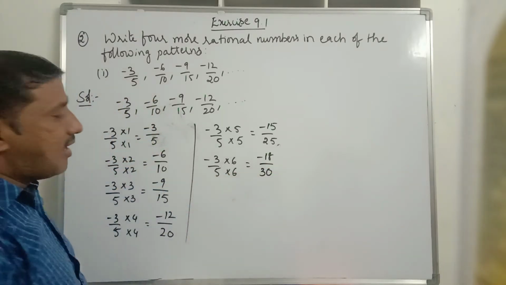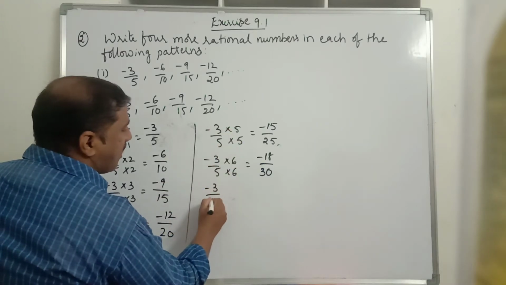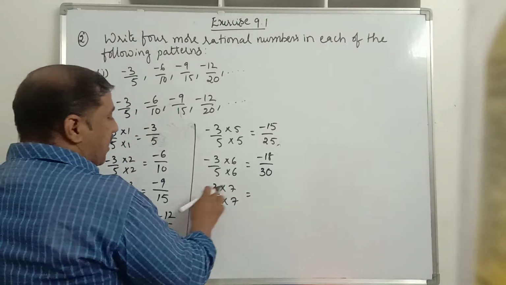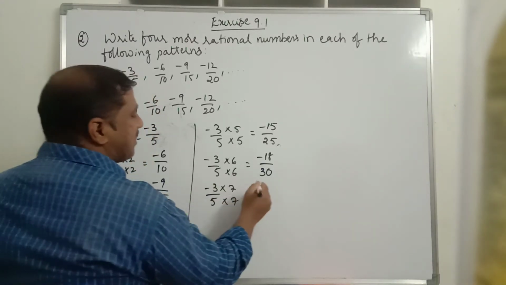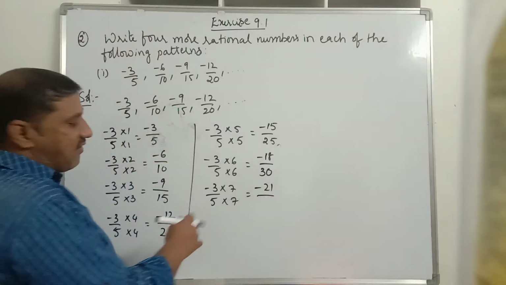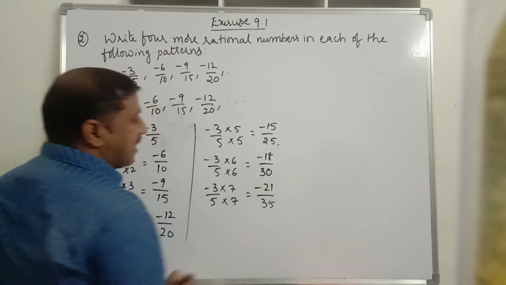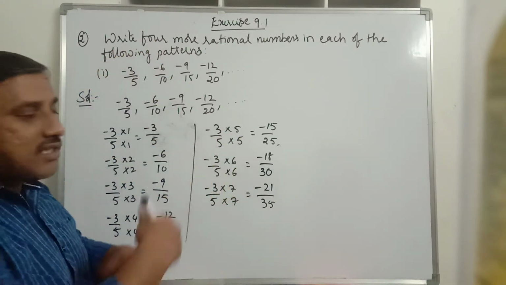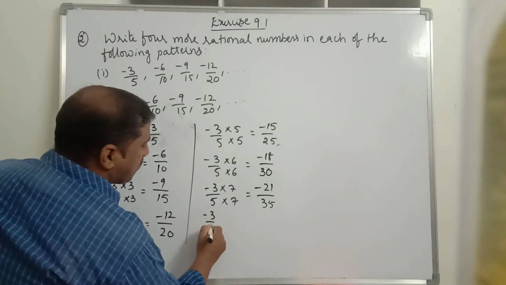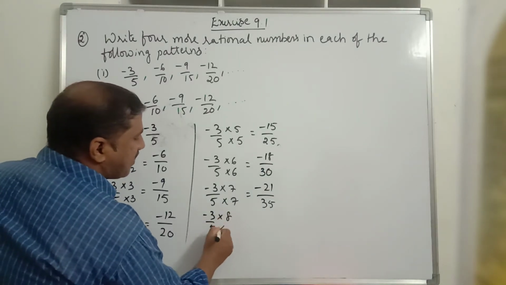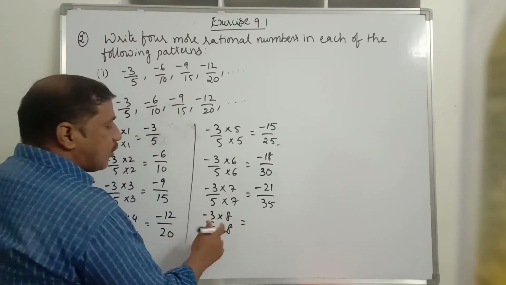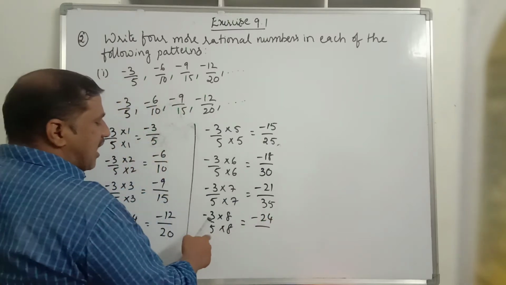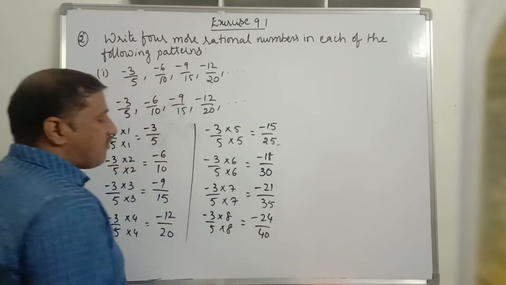Next, to get the next rational number in the pattern, minus 3 by 5 is multiplied with 7 in both numerator and denominator. Minus 3 into 7, 3 7s are 21, divided by 5 into 7, 5 7s are 35. We get minus 21 by 35. How many rational numbers do we have to find? 4. So we have got 3. Next, try for the fourth one. To get the fourth rational number, multiply with 8. That is minus 3 into 8, 3 8s are 24, divided by 5 into 8, 5 8s are 40. Minus 24 by 40.